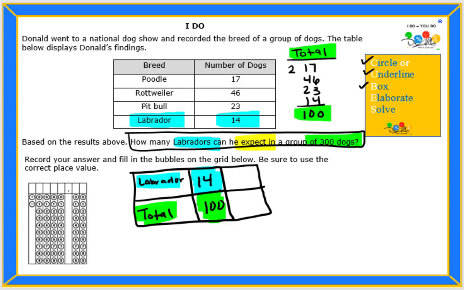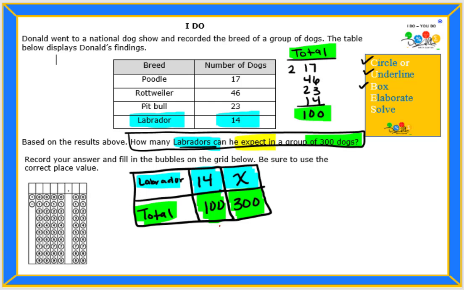So we know that we're looking for Labradors that he can expect out of 300 dogs. So the new total will be 300. And we can solve, X is our unknown. It's the number of Labradors that can be expected. So we can use cross products, but in this case, I think we can just use our relationship.